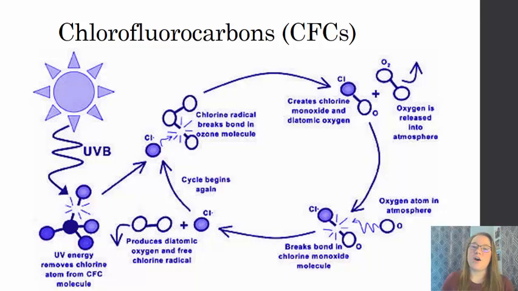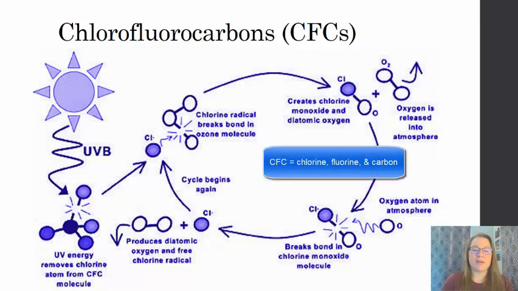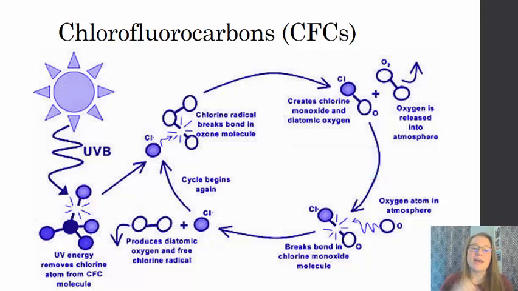Now, humans are amplifying this ozone depletion by using what are called chlorofluorocarbons. Chlorofluorocarbons are CFCs. This is a carbon base with some fluorine attached and some chlorine attached. When the UV light hits our CFC molecule, it breaks off one of the chlorine atoms. Now that chlorine is going to react with the ozone and break that apart.